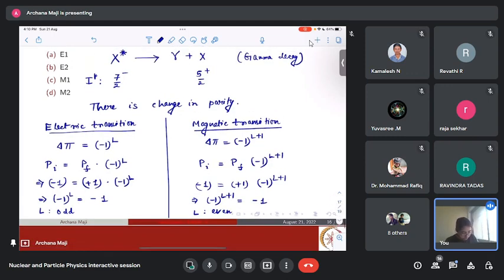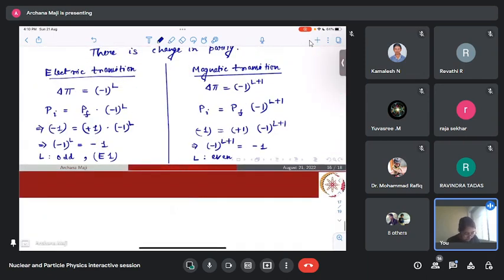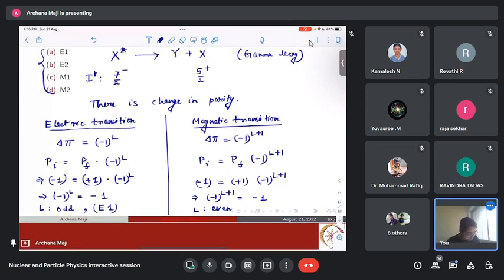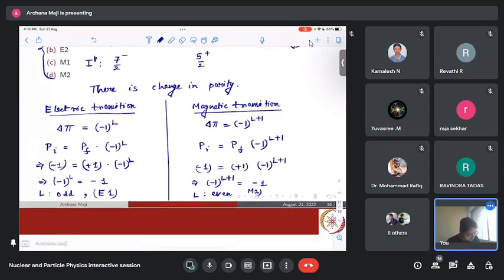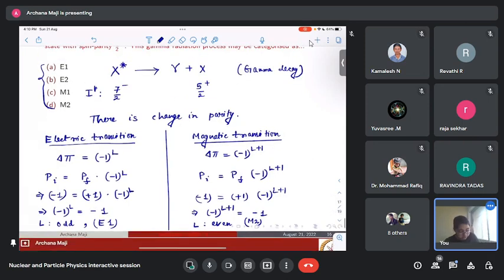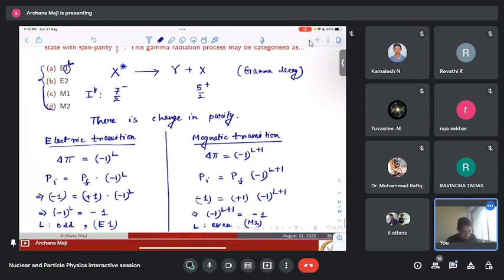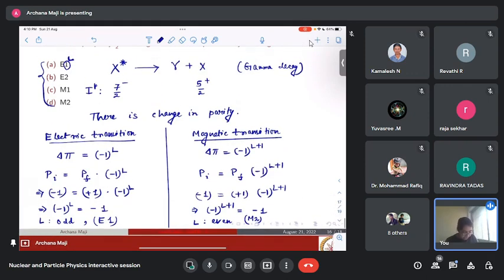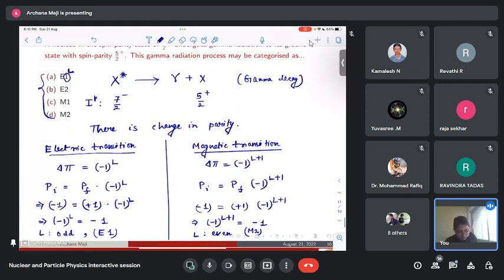So among these options, we can either have E1 or we can have M2. This quantity is nothing but L, the order of the transition. So for electric transition, L has to be odd, so E1 is a possibility, and for magnetic transition, L has to be even, so M2 is a possibility.